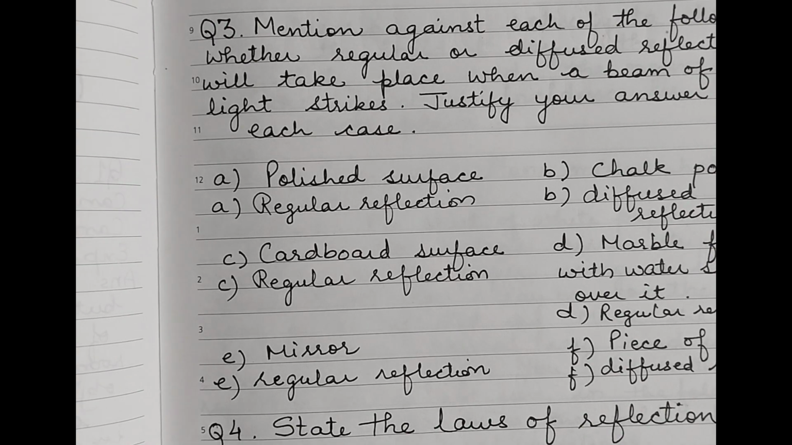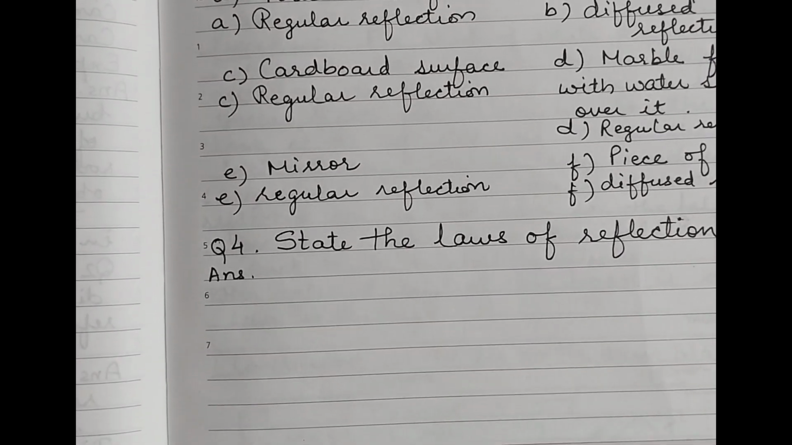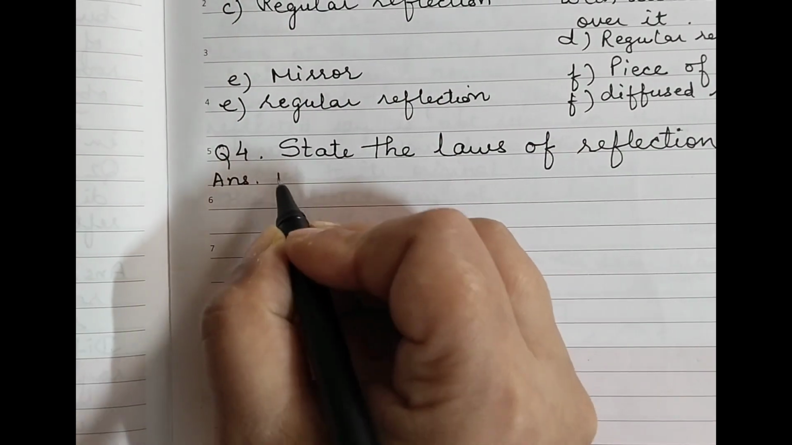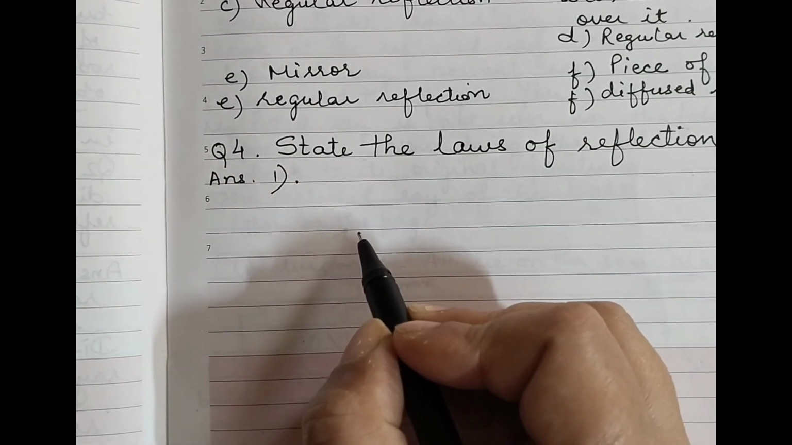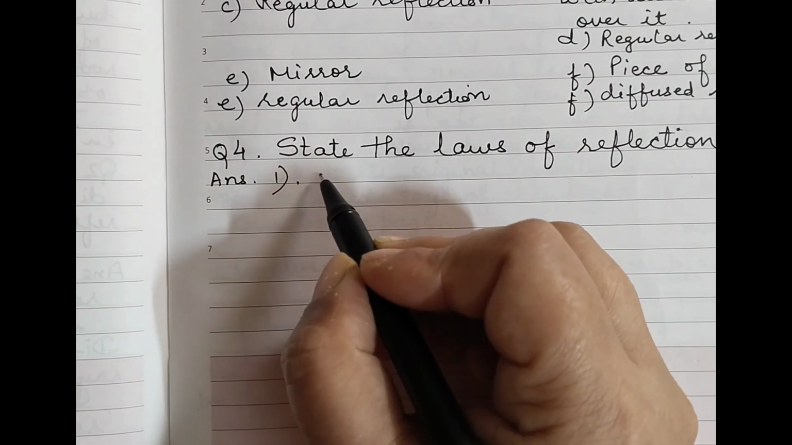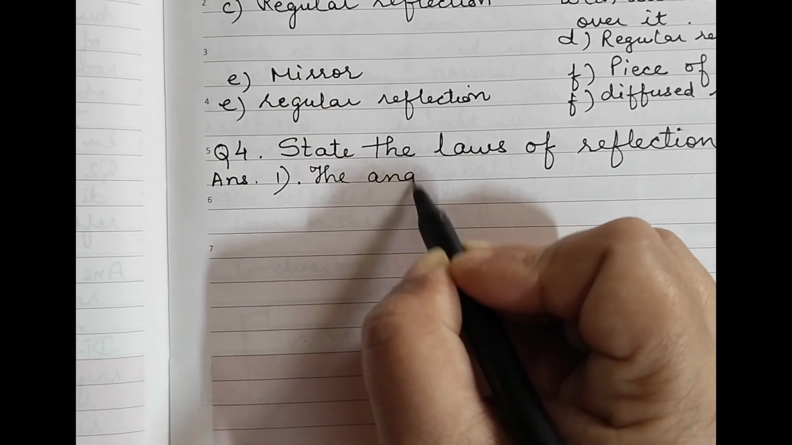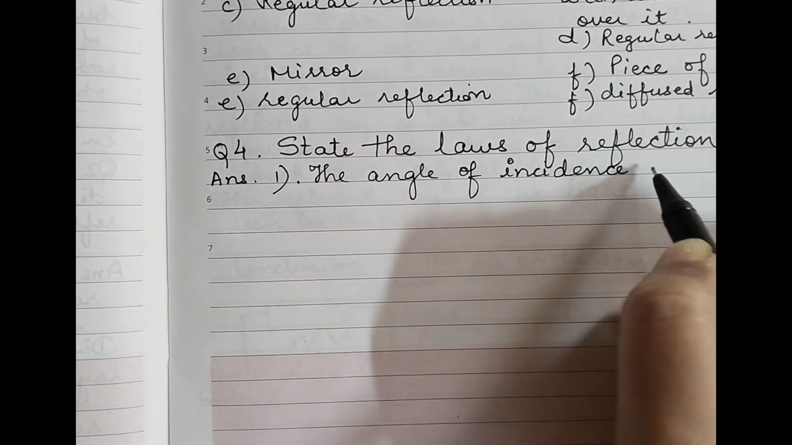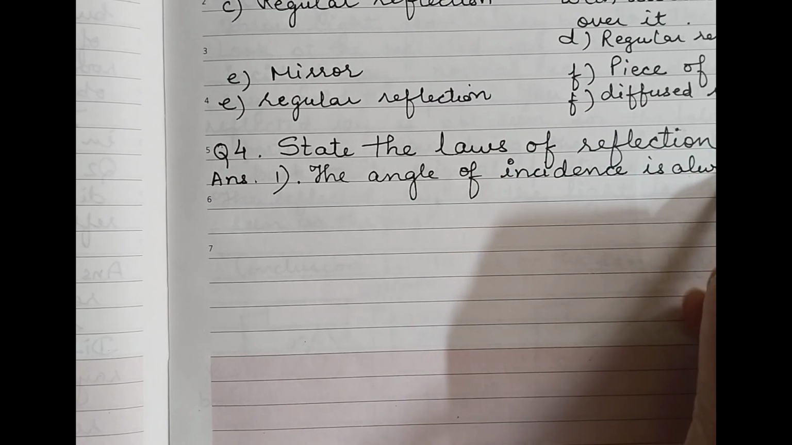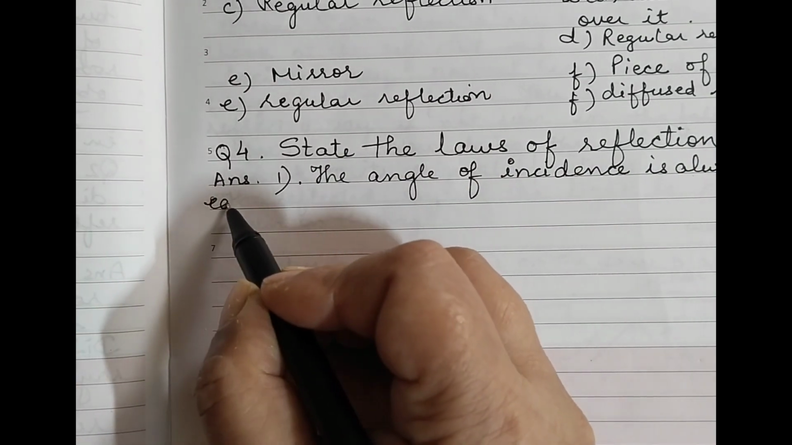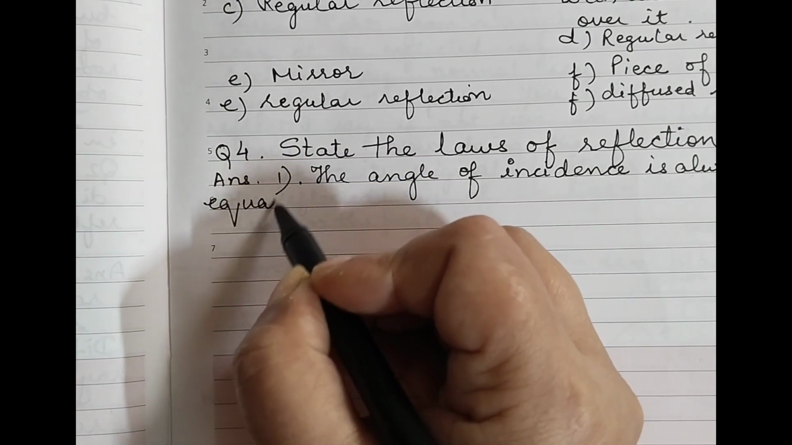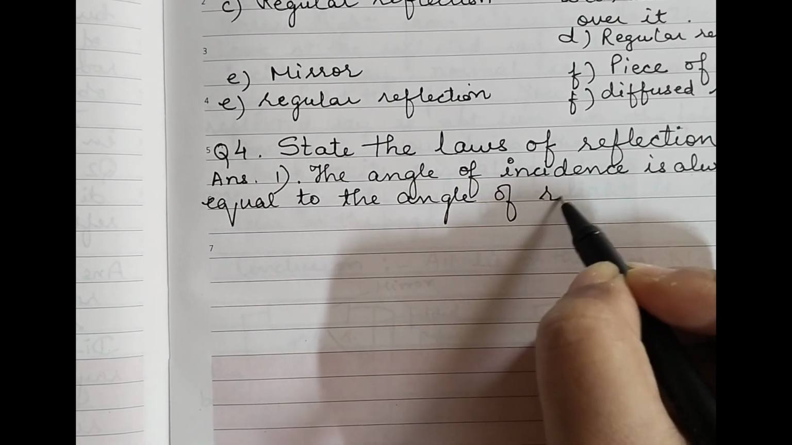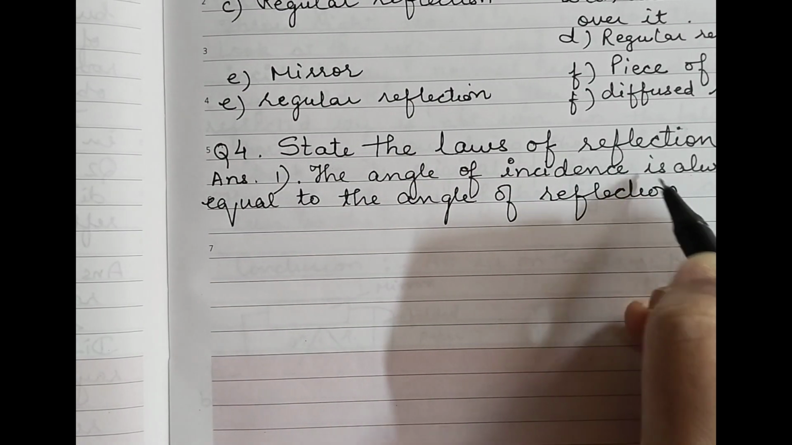Next is question number 4. State the laws of reflection. Now what are the laws of reflection? Number 1, the angle of incidence is always equal to the angle of reflection. This is first law.